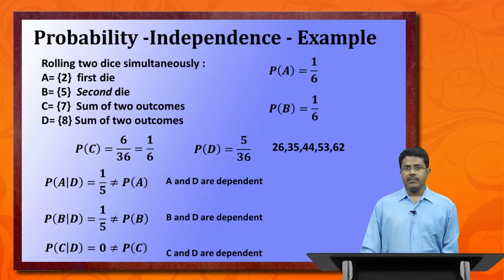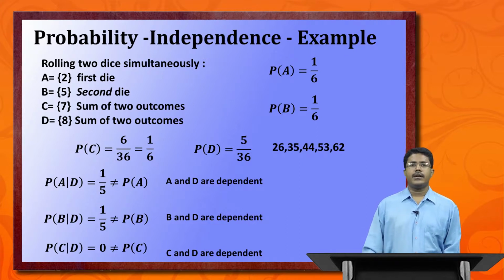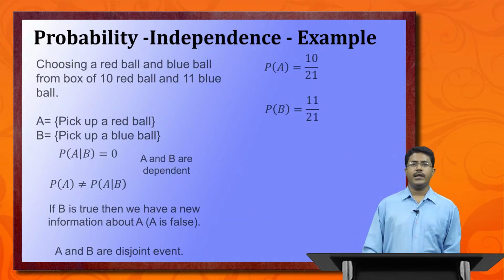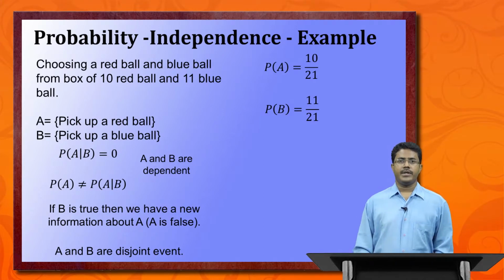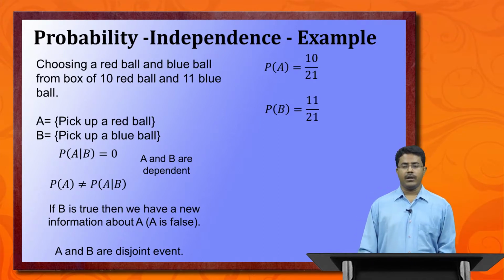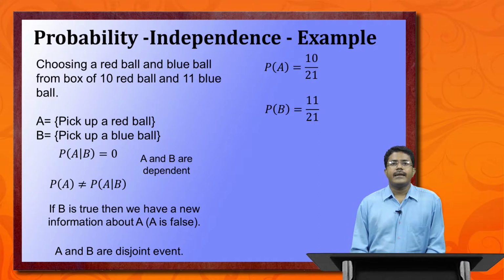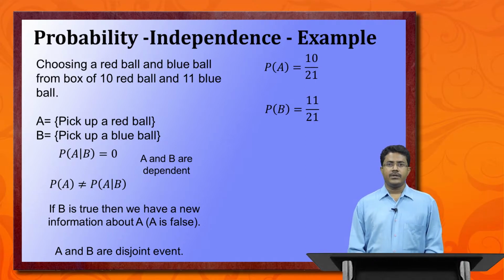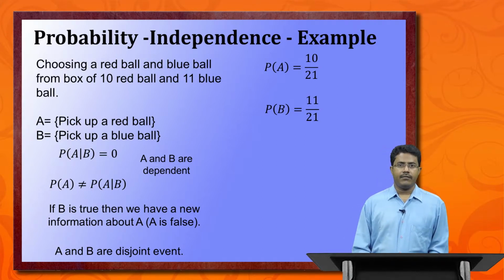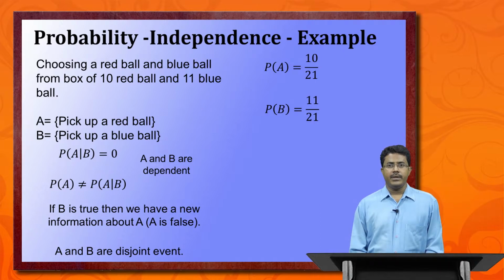Now we'll take another example that will help clear our ideas about dependency. We choose a red ball or a blue ball from a box of 10 red balls and 11 blue balls. Event A is picking up a red ball and event B is picking up a blue ball. Then what is the probability of A? It is 10 out of 21, and P(B) equals 11 out of 21.